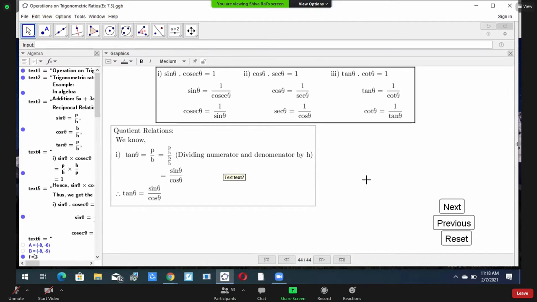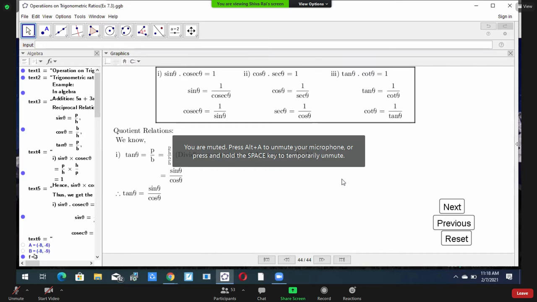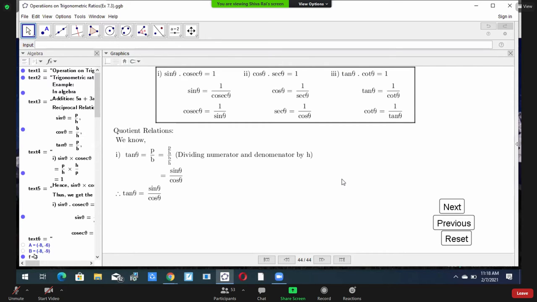Which trigonometric ratio is p by h? Tell me. Right. Sin theta. Already you know, because here we are taking theta as the angle of reference. So p by h means sine theta, and b by h, already you know, is cos theta. So therefore tan theta equal to, we can write, sine theta upon cos theta. New relation we are getting here.